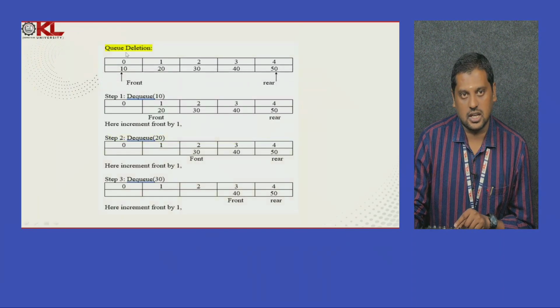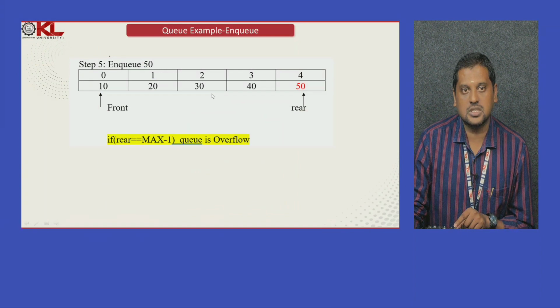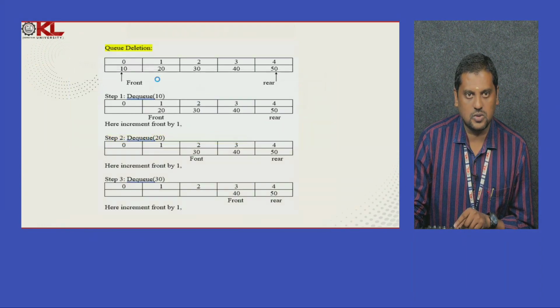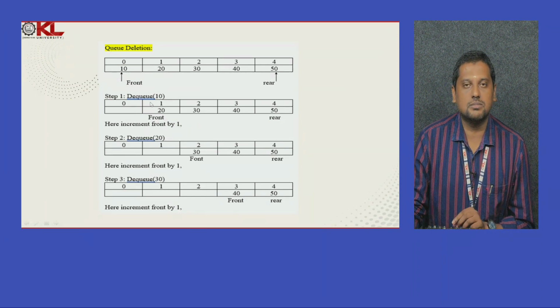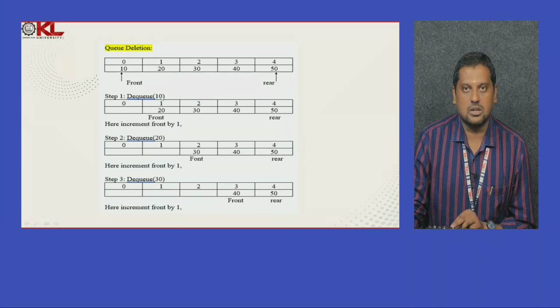Here I discuss an example to dequeue some elements from the queue. So in continuation to the previous queue, my queue contains 5 elements. So with same 5 elements, my front value is pointing to 0th index, my rear value is pointing to last index. So now I need to dequeue all the elements from the queue. So step number 1, I am dequeuing value 10.